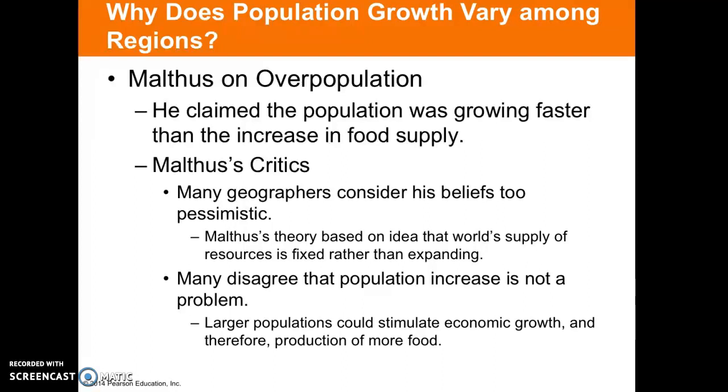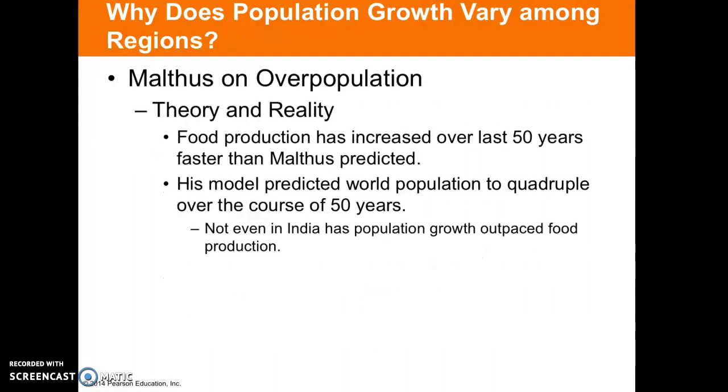And so what we really need is to develop more resources to supply food to this population. And lots of people think that a growing population isn't really a problem, that larger populations can stimulate economic growth and therefore the production of even more food. So Thomas Malthus was wrong. We did not reach a tipping point with running out of food. Food production actually increased over the last 50 years faster than Malthus predicted.